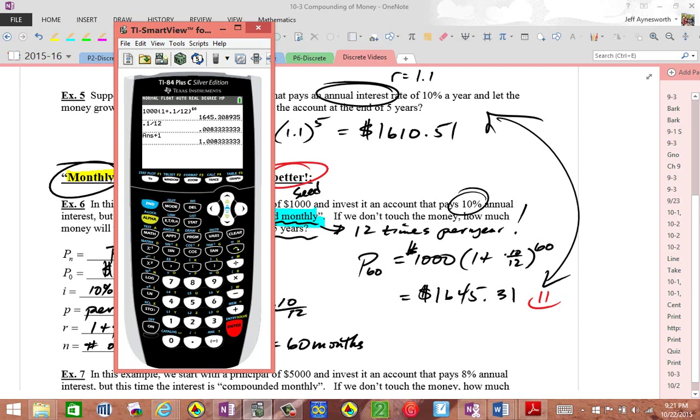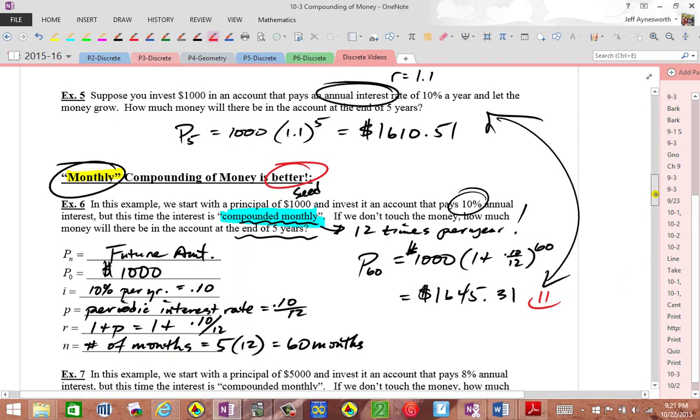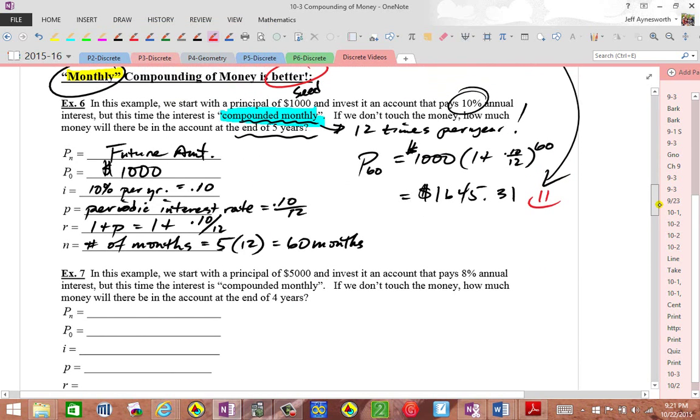Raise it to the 60th power, then multiply it by 1,000. Hopefully you were watching right there, because look at that, I get the same number. You guys can use even a basic calculator to get all this. You don't need anything fancy like mine. You just have to have some kind of decent calculator.